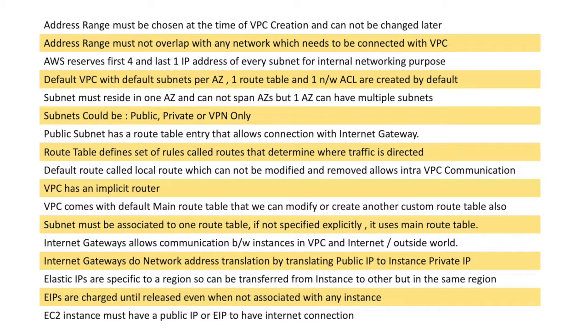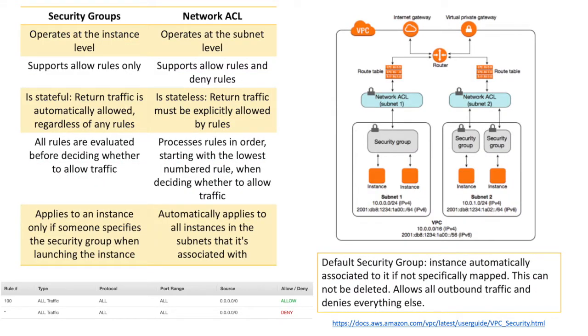EC2 instances must have a public IP or EIP to have internet connection, which is not a requirement for private subnet instances, because you do not need connectivity through the internet. That's why we usually do not assign a public IP or elastic IP to EC2 instances which are launched within a private subnet. Now let's see the difference between security group and network ACL.